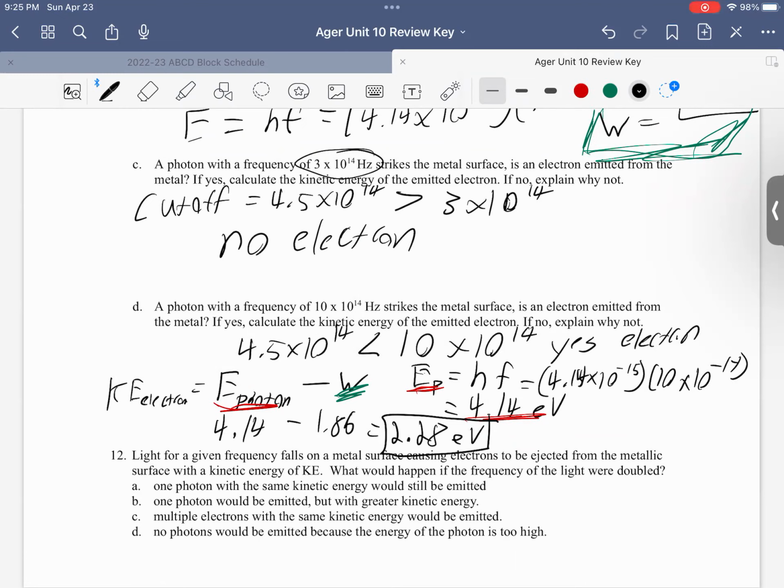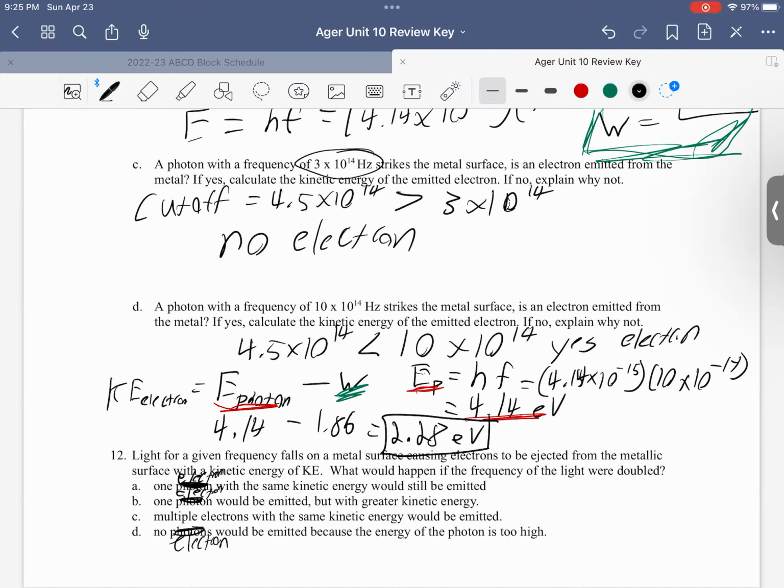So let's see what we got. One photon with the same kinetic energy would still be emitted. I think an electron's being emitted, so that's not right. One photon would be emitted, but with greater kinetic energy. I think those are supposed to say electrons. This should have said electron. That would make more sense.